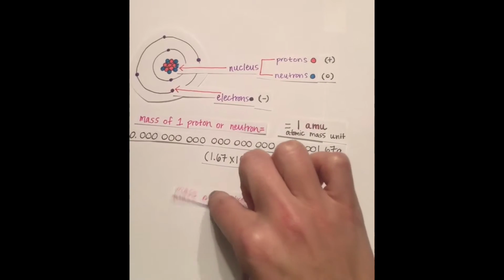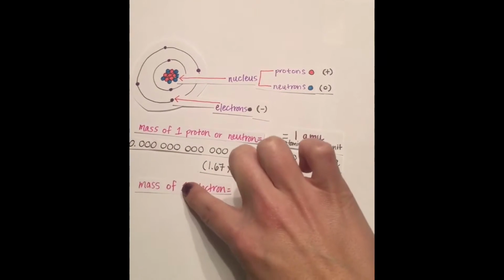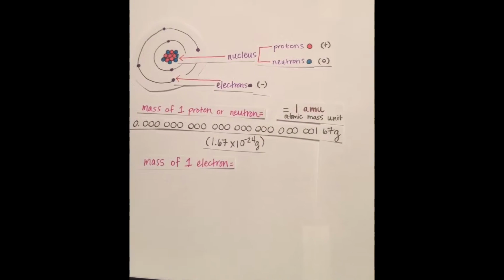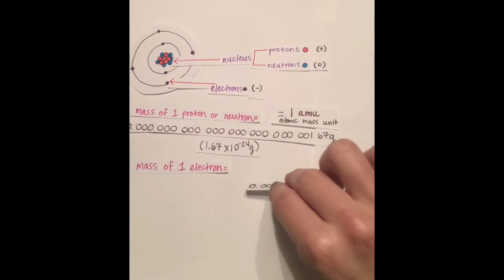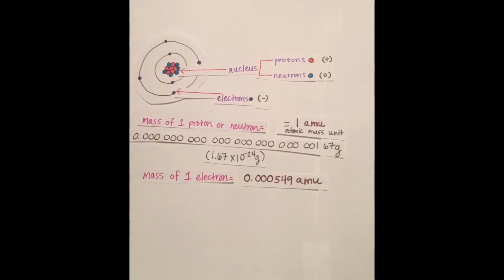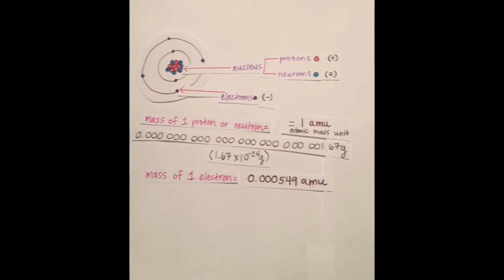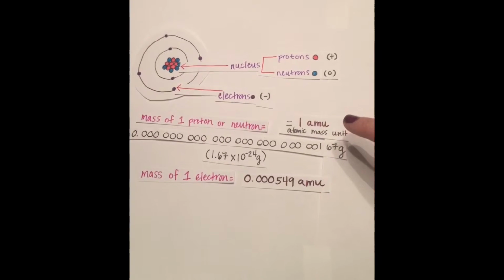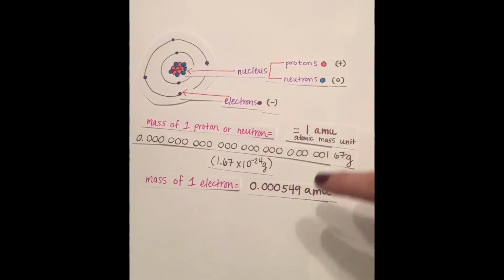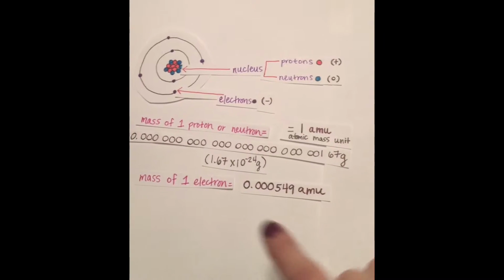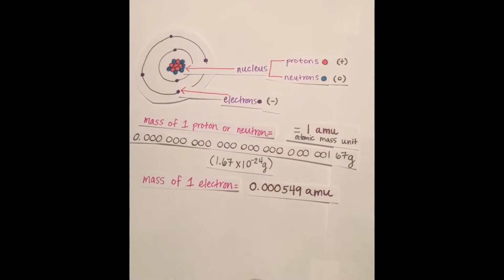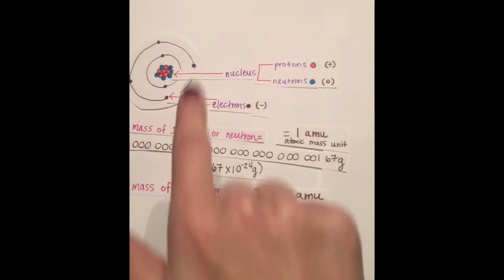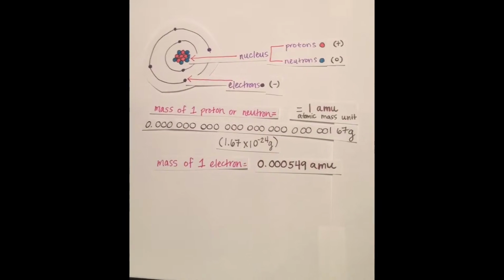And if we talk about the mass of an electron, we're even getting smaller. The mass of an electron is 0.000549 AMU. So you can clearly see that protons and neutrons are much larger than electrons. And electrons, they don't really have anything to do with the mass of an atom. They're just orbiting really, really fast around the nucleus.